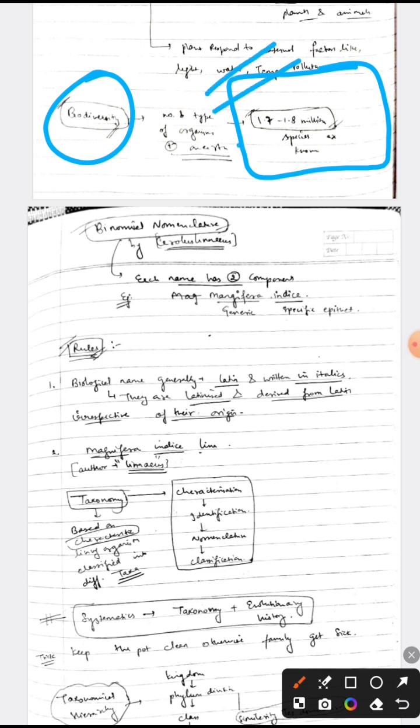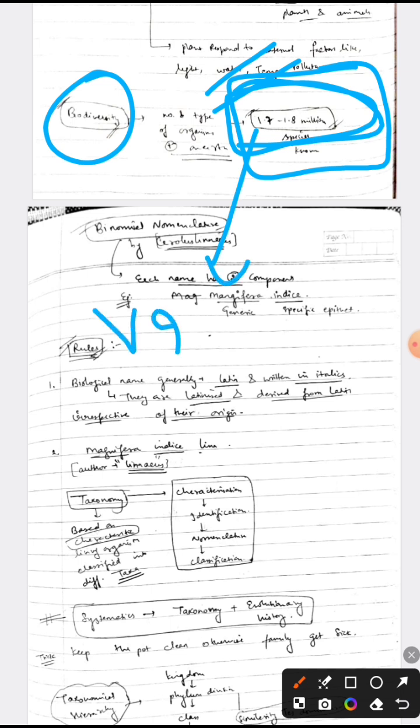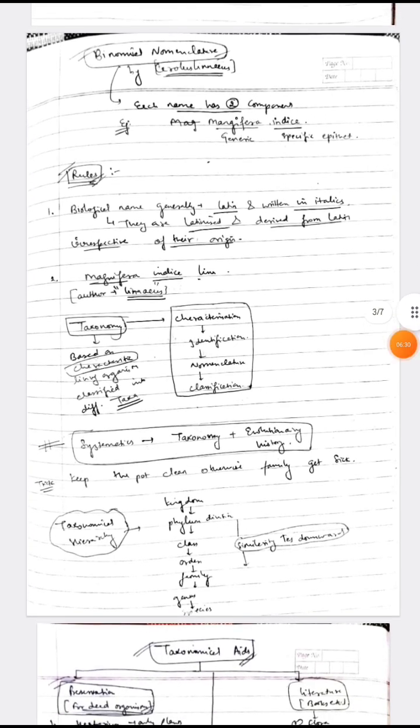A most frequent question asked by NTA: the total well-known species occur in what range? It is from 1.7 to 1.8. It is a very important question, and it is in millions. Most students get confused about billion or million in MCQ questions. So the answer is 1.7 to 1.8 million, not billion. It is always million. Now next is binomial nomenclature.